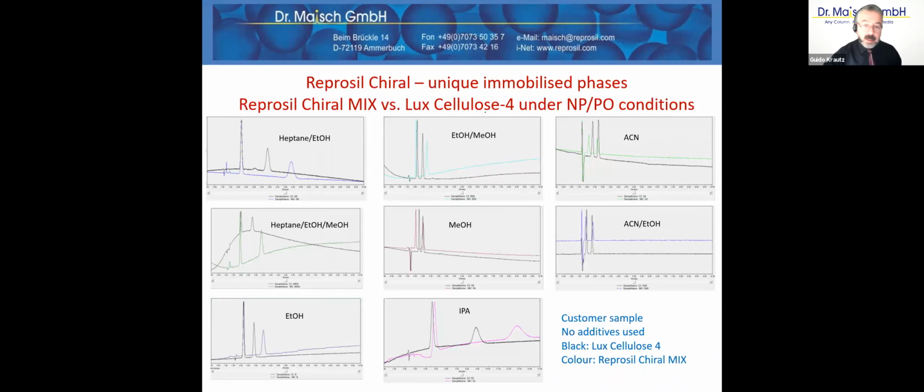So this is a comparison by a customer. The molecule here is a real API. And what you see in black is the Lux Cellulose 4. And the colored chromatograms are those of ReproSil Chiral MIX. So that is the immobilized version of the Lux Cellulose 4. And again, you see that in every case, and there are examples here with normal phase conditions, but also polar organic conditions, we have a better resolution on our immobilized phase compared to the Phenomenex phase.